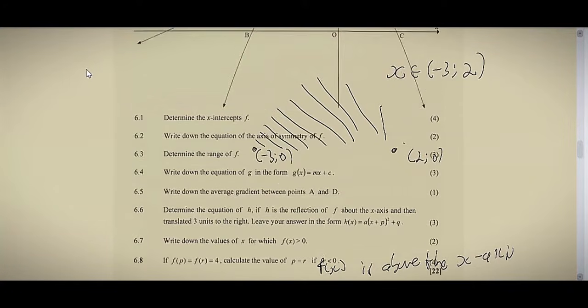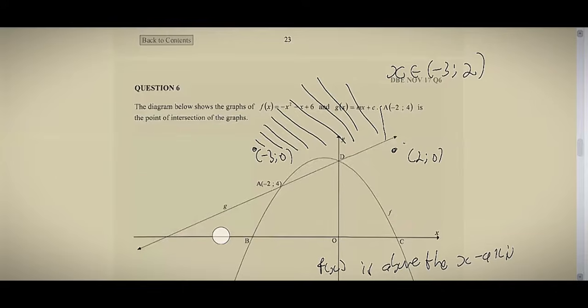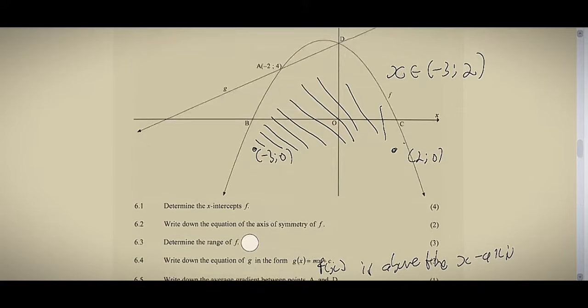Then 6.8 says if f of p is equal to f of r is equal to 4, calculate the value of p minus r if r is less than 0, right? So here, this simply means the function f when x is equal to p and the function f when x is equal to r, right? So all that you have to do is go back to this formula. So they told you that all this must give you 4, right?